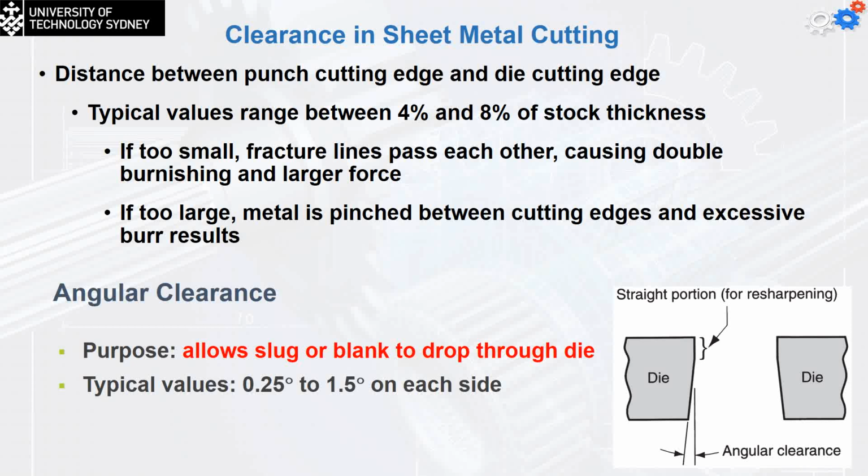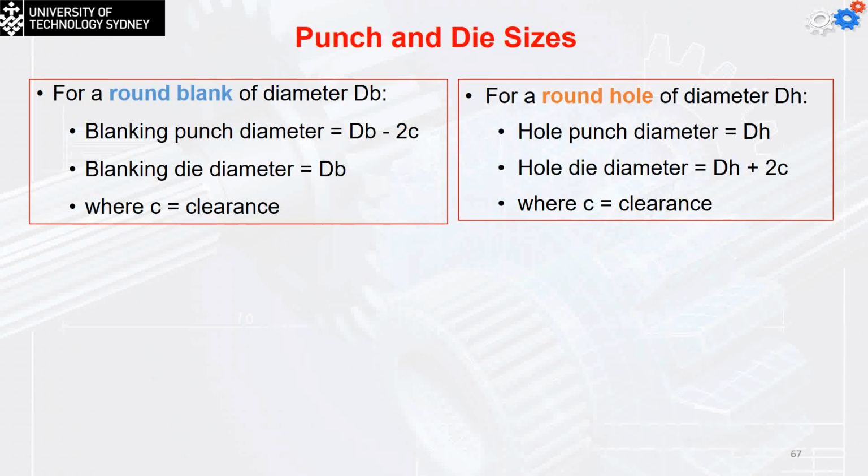The punch and die size for a round blank: the blank diameter is Db. The blank punch diameter is going to be equal to the blank diameter minus 2 multiplied by the clearance. The blank die diameter is Db, and C is the clearance we should have. For the round hole, now I'm doing punching, not blanking. The hole punch diameter is equal to Dh, and the hole die diameter is going to be Dh plus 2 clearance.